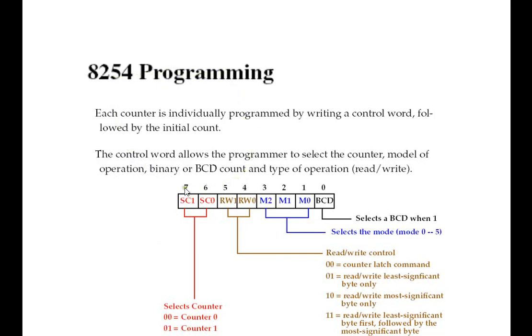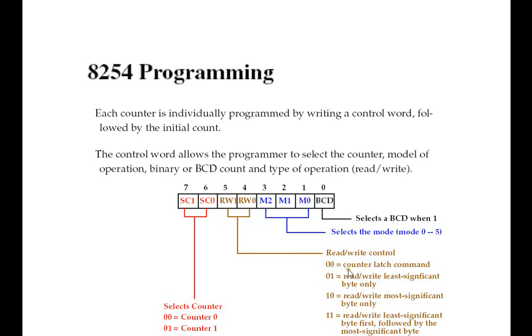8254 programming. This diagram is very important for your questions. Here we have 8 bits from 0 to 7. Bit 0 is to select the BCD. M0, M1 and M2 are to select the mode from 0 to 5. That means there are 6 modes. Read/write 1 and read/write 0: there are 2 bits for read/write control.